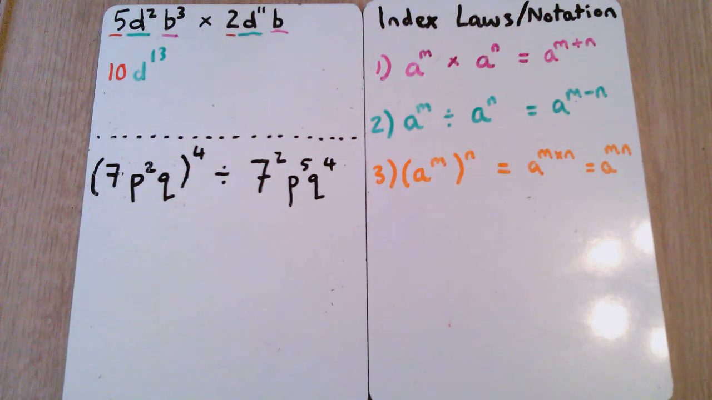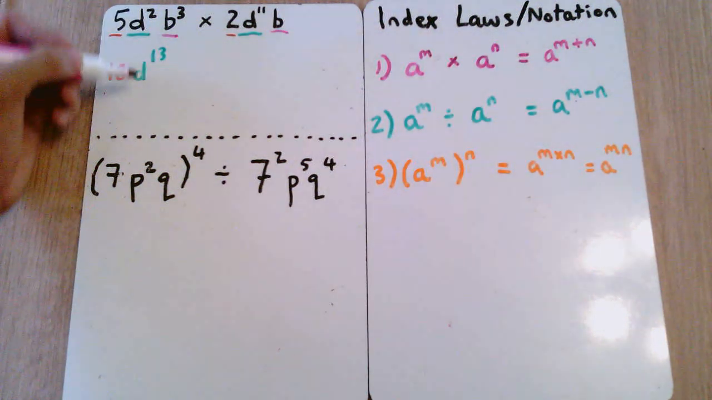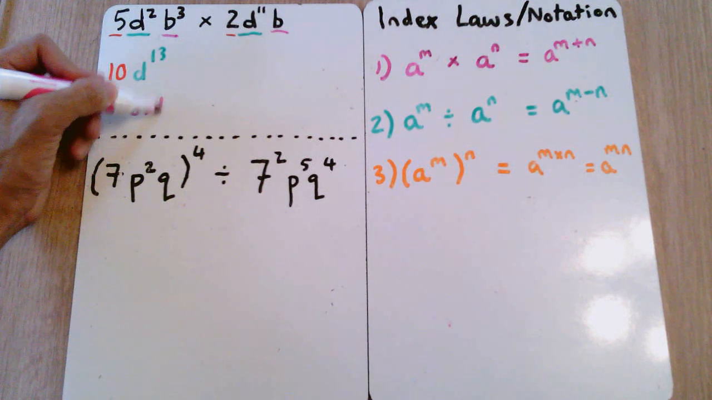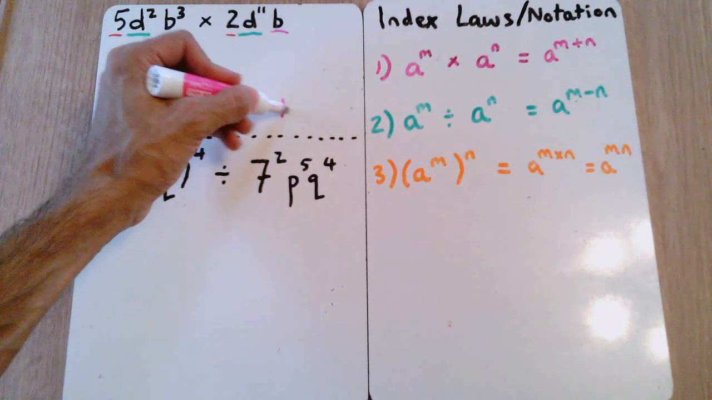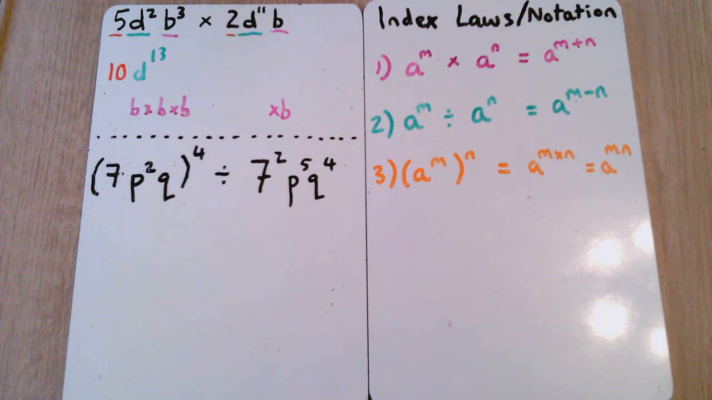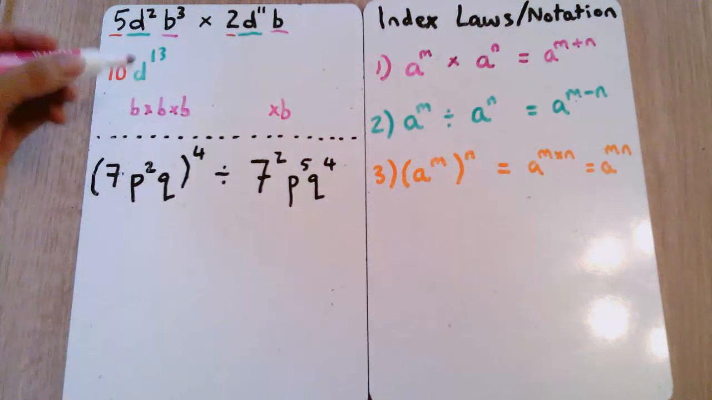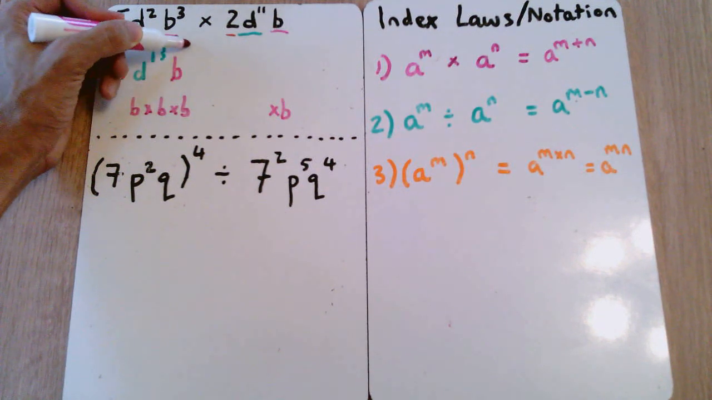And then finally, we're looking at b cubed and b. Now, b cubed is b times b times b. And on this side, that is another single b. Now, we can see here I've got 3 b's here and 1 b here. That makes b to the power of 4.